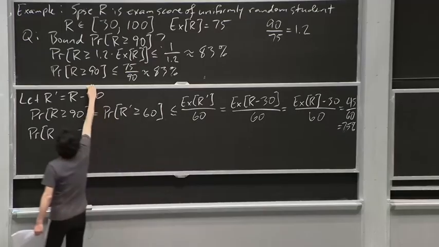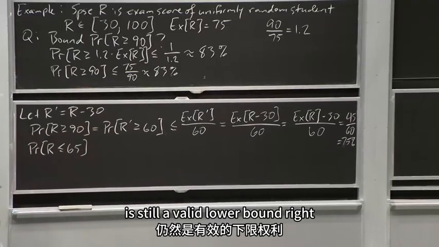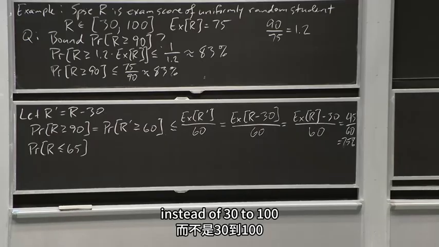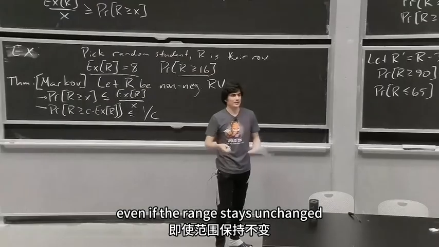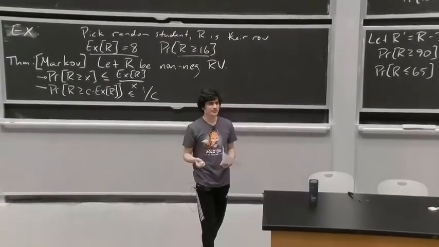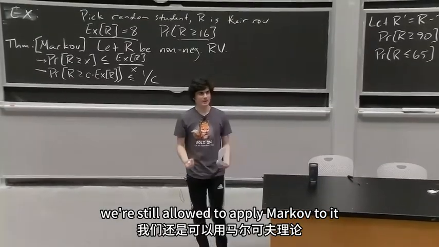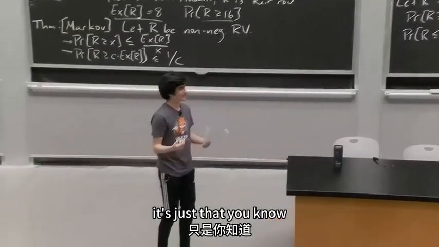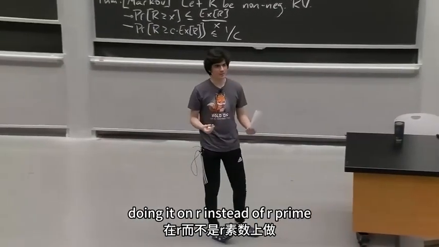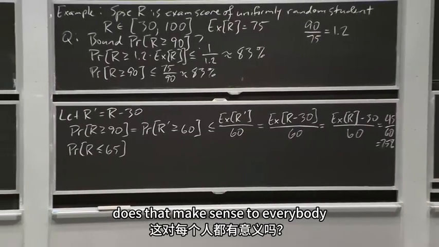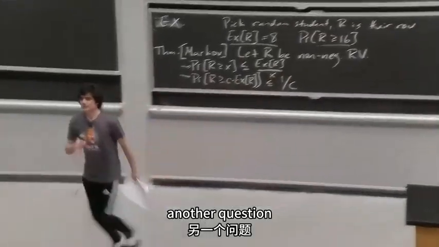Because 0 is still a valid lower bound, right? We could say that the codomain of R is 0 to 100 instead of 30 to 100, even if the range stays unchanged. So it's still a non-negative random variable, so we're still allowed to apply Markov to it. It's just that doing it on R instead of R prime gives us a weaker result. Does that make sense to everybody? Another question?